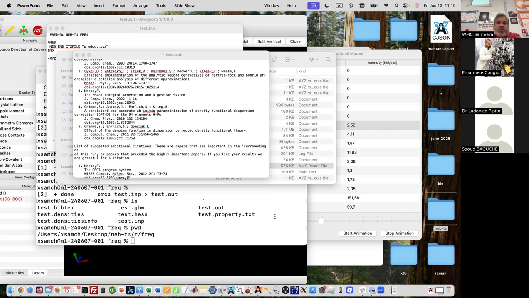We have a tutorial, which I'm going to talk about shortly, about computing kinetic isotope effects, and you can use that in your problem.